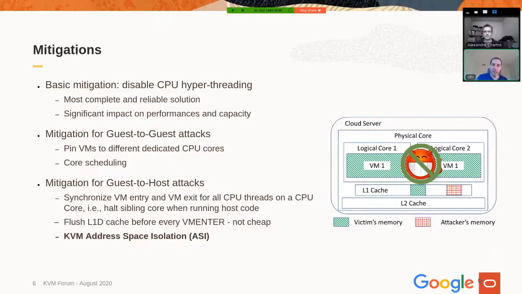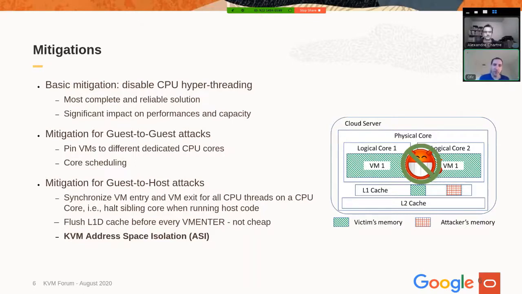So let's first see what are the obvious mitigations that one can deploy in order to prevent these attacks. One obvious mitigation is to disable hyperthreading, basically saying, you know what, hyperthreading is a bad idea. That's a pretty reliable solution, but it's quite expensive. In theory, we can lose up to 30% if we disable hyperthreading, and that's not what we want.